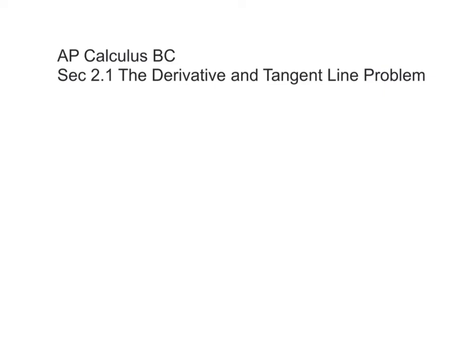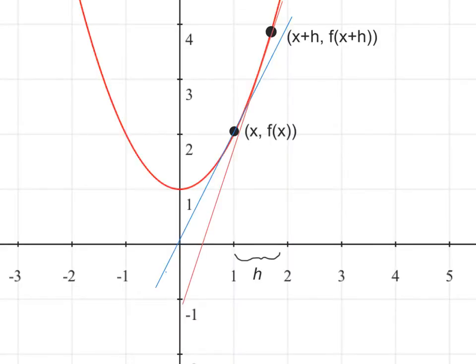Today we're going to learn about the derivative and the tangent line problem. Already we've seen this whole idea where a tangent line is created, like the blue line you see here, and we have to find the slope of it. We call that the derivative.